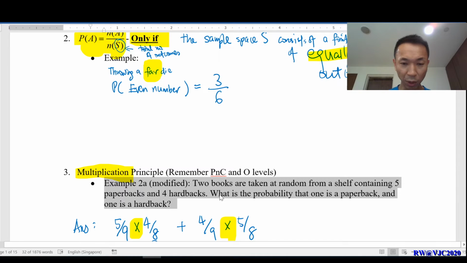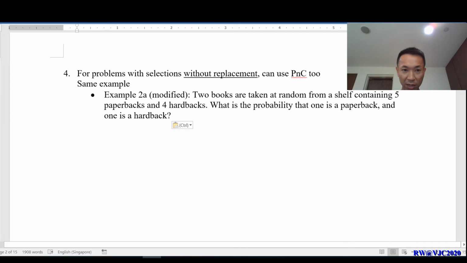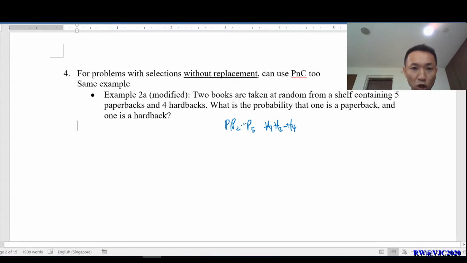All right, I'm going to use P and C. What do I mean by P and C? Now, let's think about it. You have 9 books. Paperback 1, paperback 2, all the way to paperback 5. Hardback 1, hardback 2, all the way to hardback 4. Now you're going to pick 2 at random.